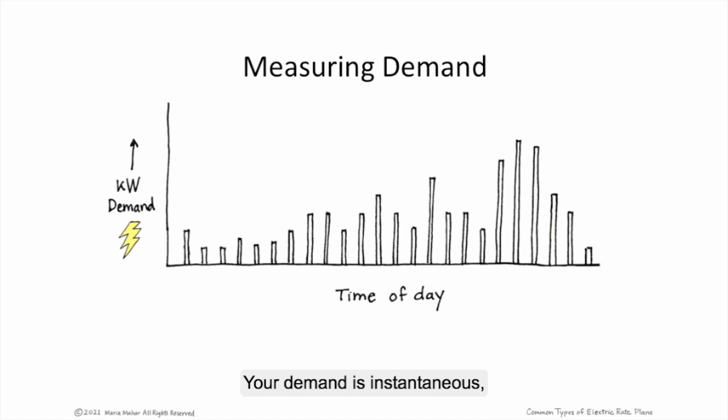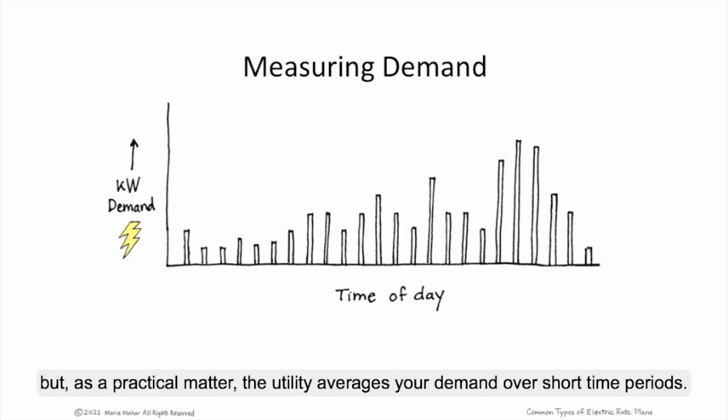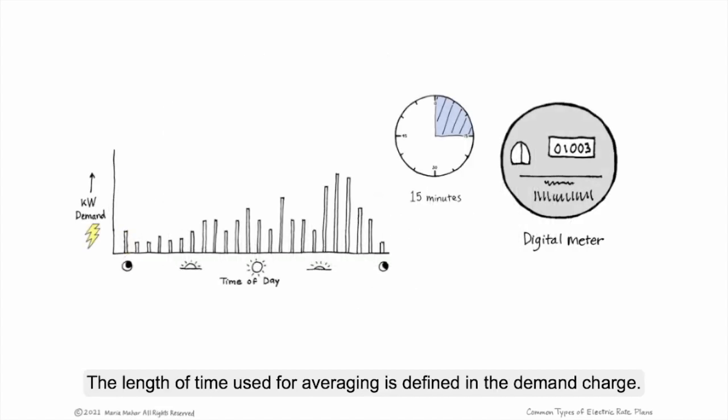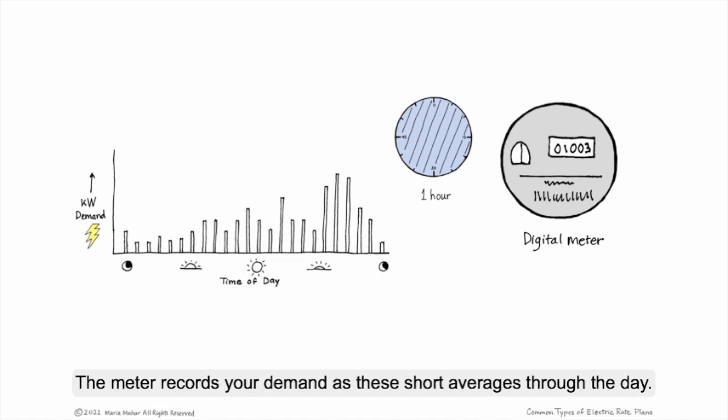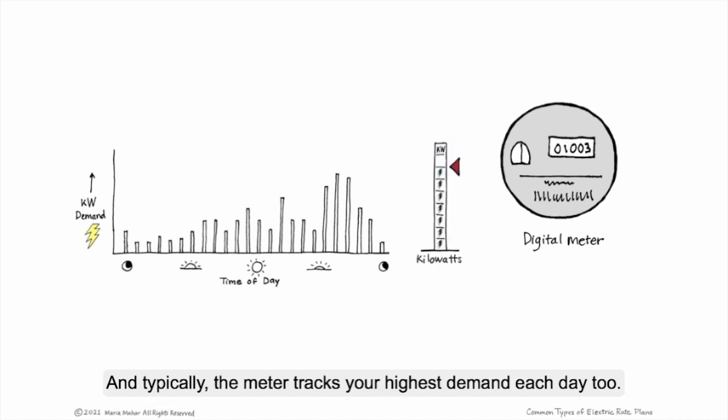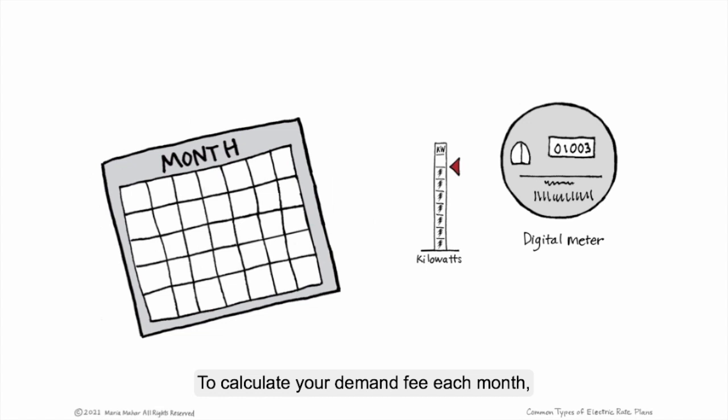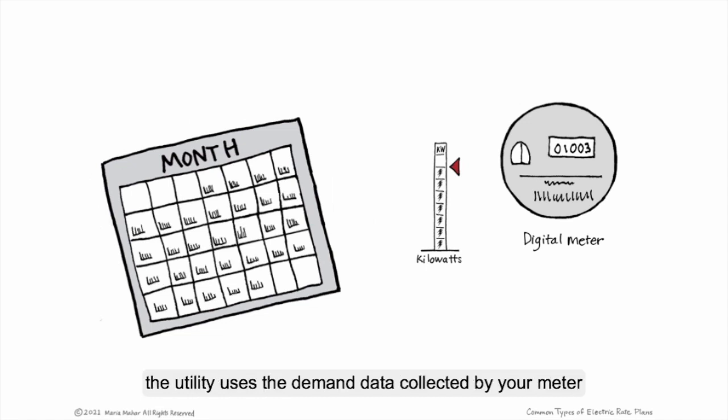Your demand is instantaneous, but as a practical matter, the utility averages your demand over short time periods. The length of time used for averaging is defined in the demand charge. The length of time might be 15 minutes or 30 minutes or 1 hour. The meter records your demand as these short averages through the day, and typically the meter tracks your highest demand each day too.